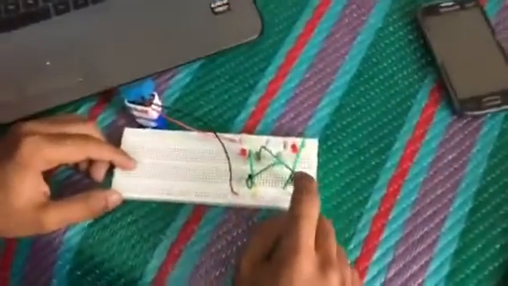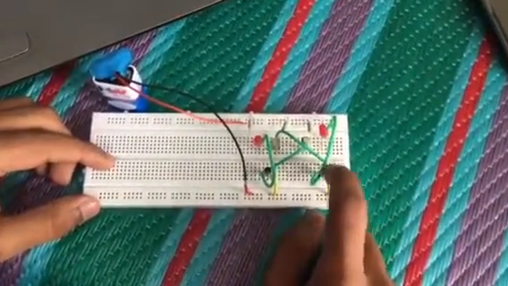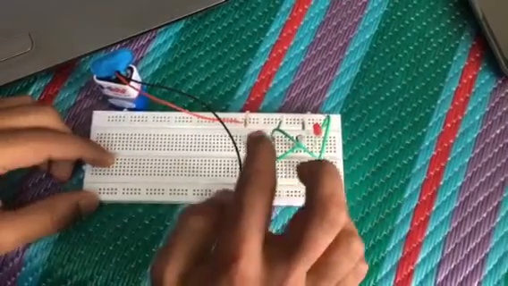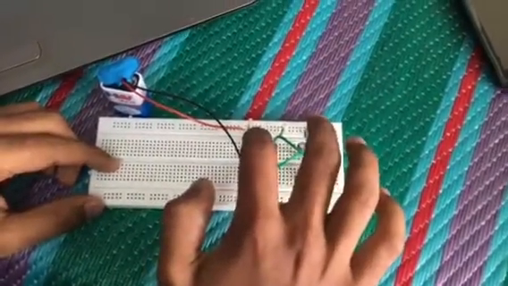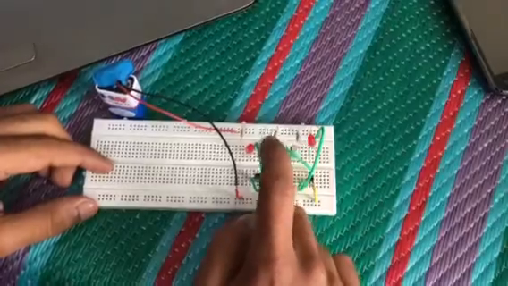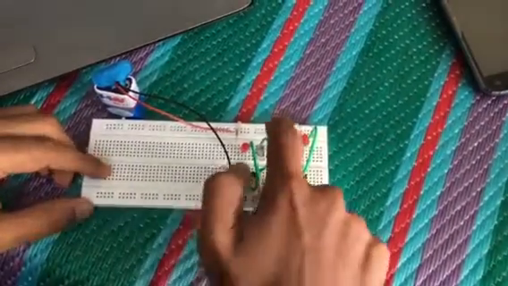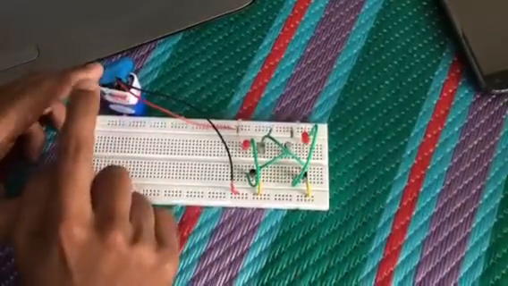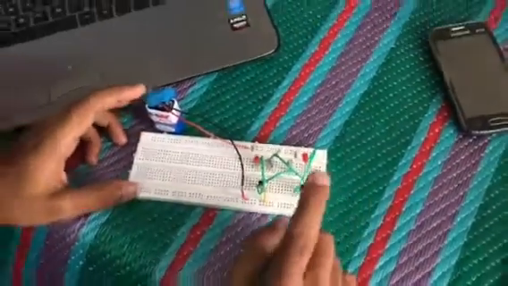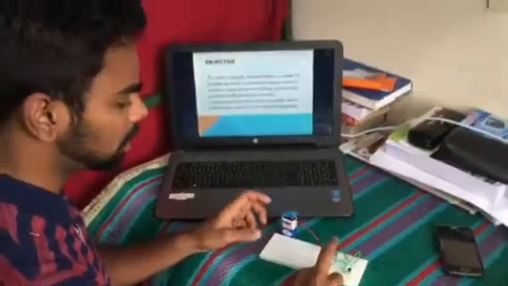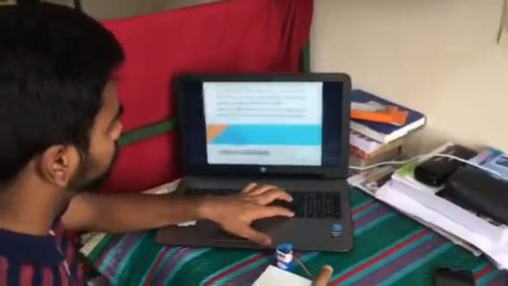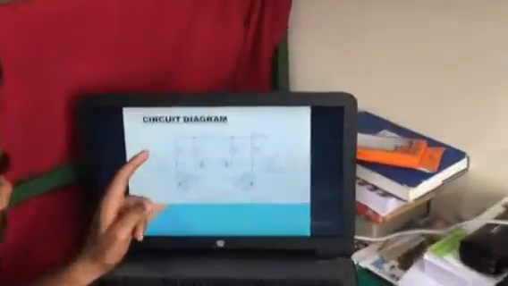First we are going to use NPN transistors, two LEDs and two capacitors, both of 10 microfarad, and resistors, and a battery with a battery clip. I'm going to tell you how this circuit works. This is the circuit diagram.